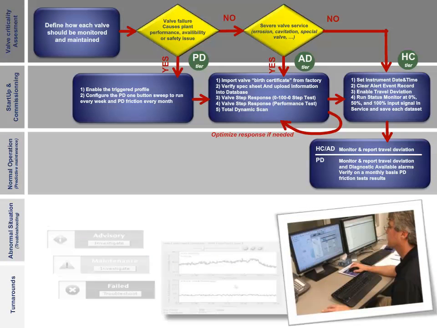Monitor and report travel deviation. If instrument is PD, then monitor and report travel deviation and diagnostic available alarms. Verify on a monthly basis PD friction test results.